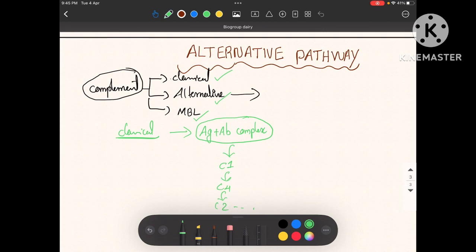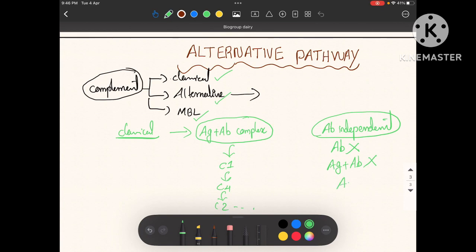But in the case of the alternative pathway, it is antibody independent. Okay, so why is it called antibody independent? Because once the antigen enters our body, certain surface constituents of the antigen can directly activate the alternative pathway. No need for the formation of antibody or antigen antibody complex. So antibody formation is not essential, and formation of the antigen plus antibody complex is also not required.